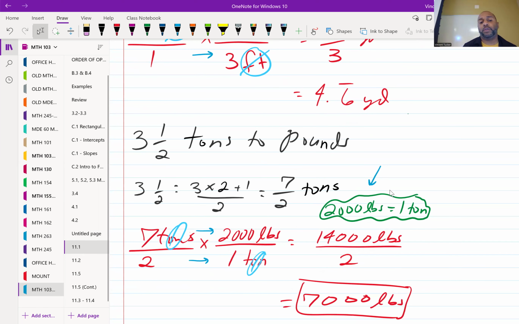So now you take that 7/2 tons, and we see that there are 2,000 pounds equal to 1 ton. I need tons in my denominator because I have tons as far as my measurement that I'm starting off with. So that's 7/2 tons, 2,000 pounds over 1 ton. The tons cancel. Multiply across, that's 14,000/2 pounds, which would ultimately give us 7,000 pounds.